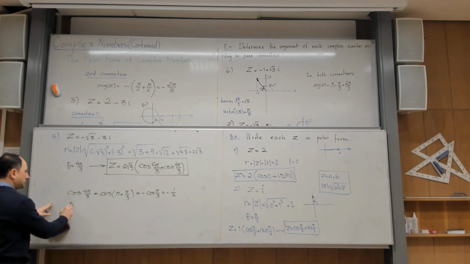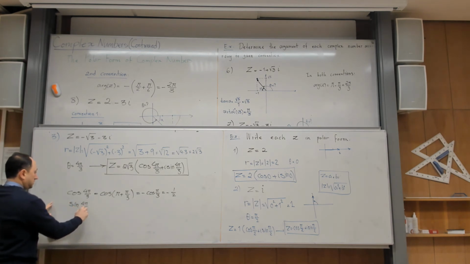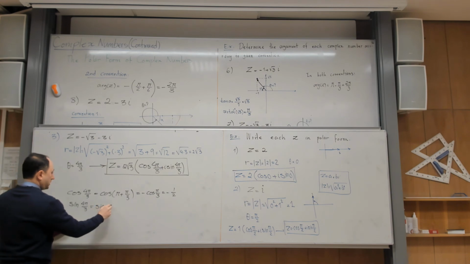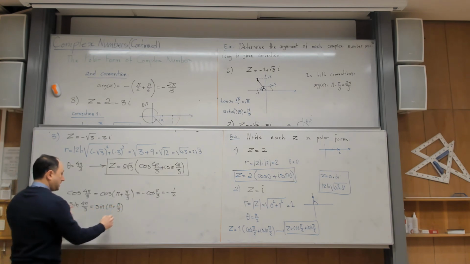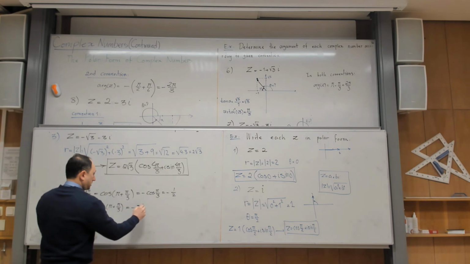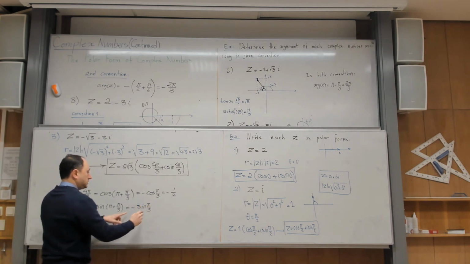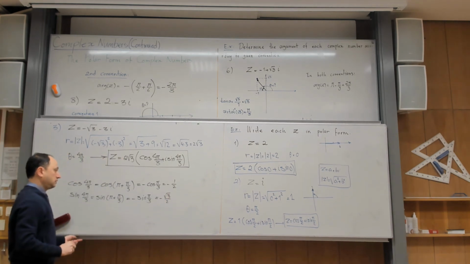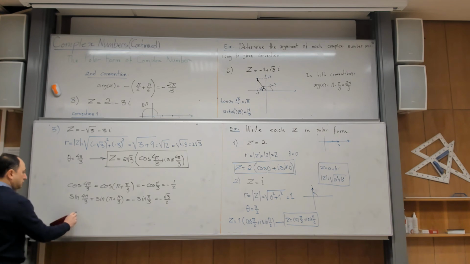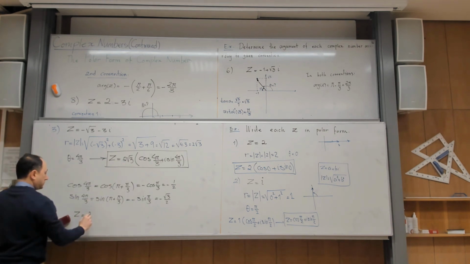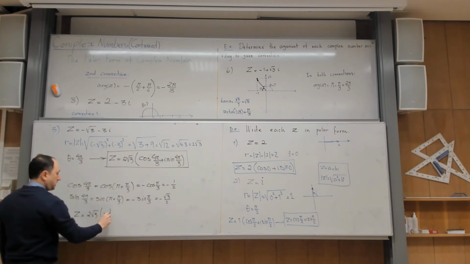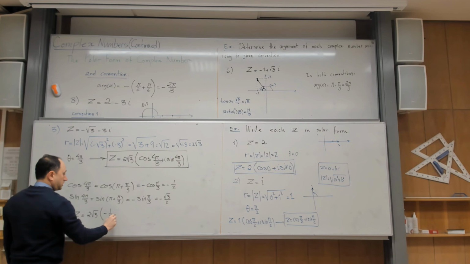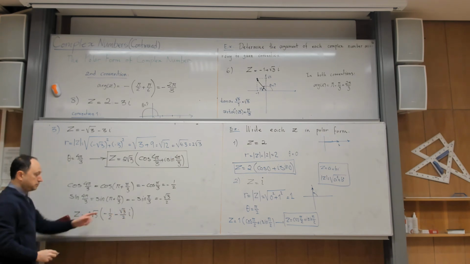And then you calculate the same thing for sine. So this becomes sine of pi plus pi over 3. And we already had, this is minus sine of pi over 3. And then this becomes minus square root of 3 over 2. And then you put them back in that equation. So z becomes 2 square root of 3 multiplied by, instead of cosine, I put minus 1/2. And instead of sine, I put minus square root of 3 over 2 times i. And then I multiply this in.